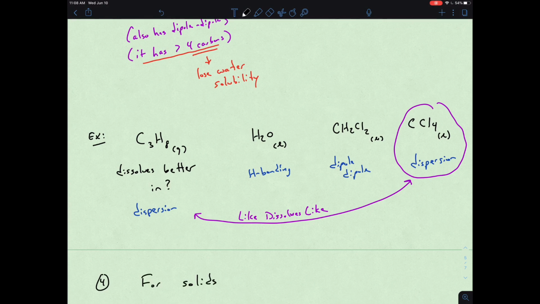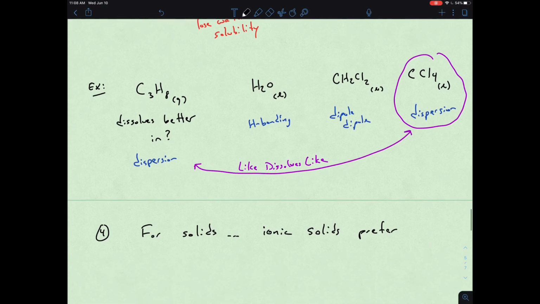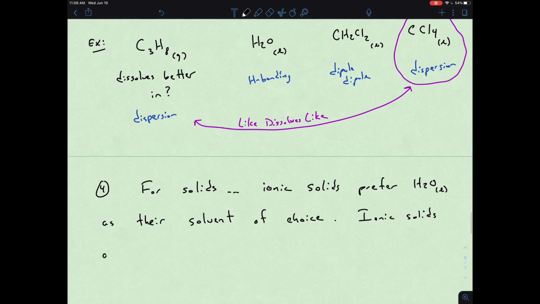For solids, ionic solids prefer H2O, or water, as their solvent of choice. Ionic solids are more soluble the weaker their electrostatic forces are.